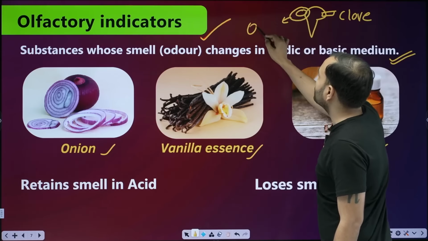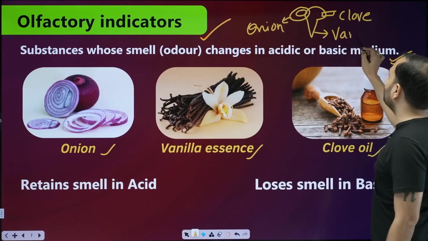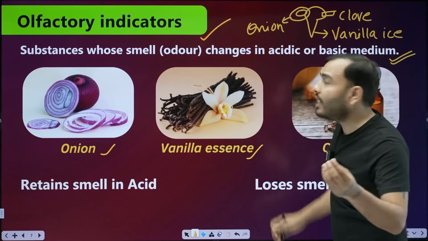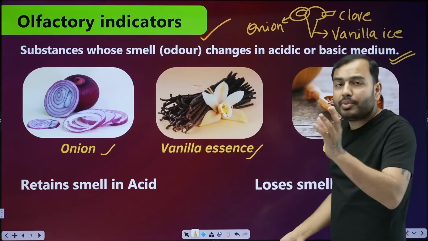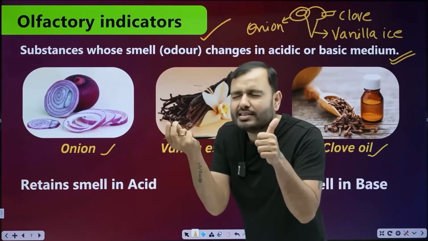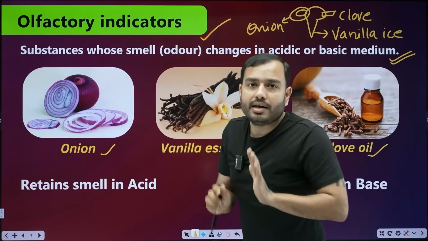What was put on? Onion was put on. So on the vanilla ice cream, what was put on vanilla ice cream? Somebody has put a clove in it, someone put the onion on it, and it becomes an olfactory indicator. Vanilla ice cream, vanilla essence, put the clove oil and add it for onion.